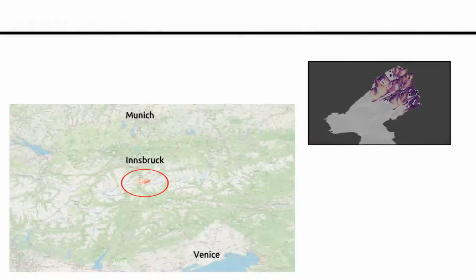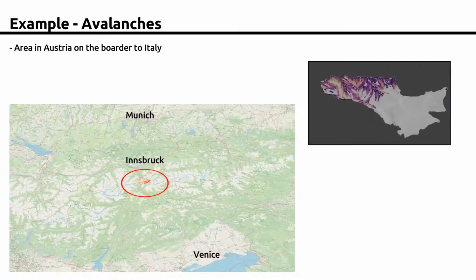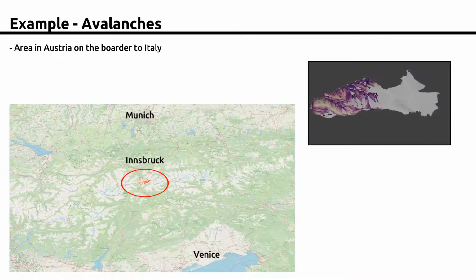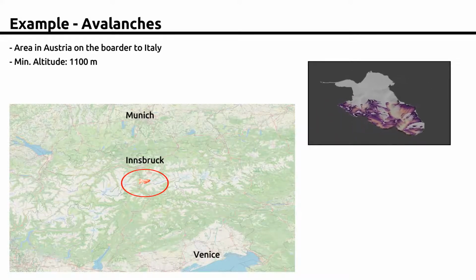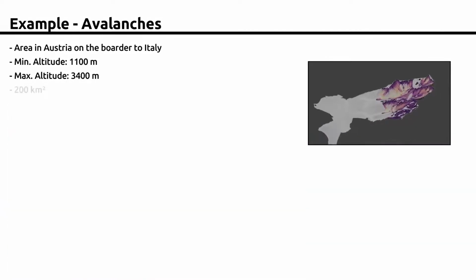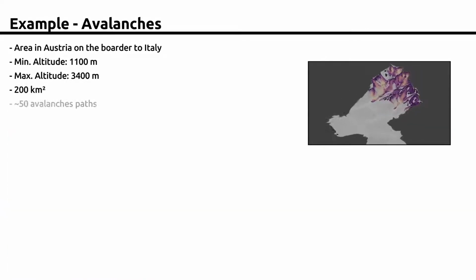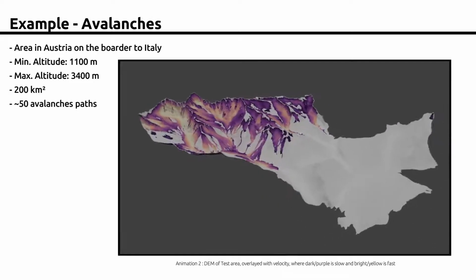Let's have a look at our example now. To show some results, we chose an area in Austria on the border to Italy. The minimum altitude in this area is around 1100 meters and the maximum at 3400. The area covers a region of 200 square kilometers and around 50 avalanche paths.